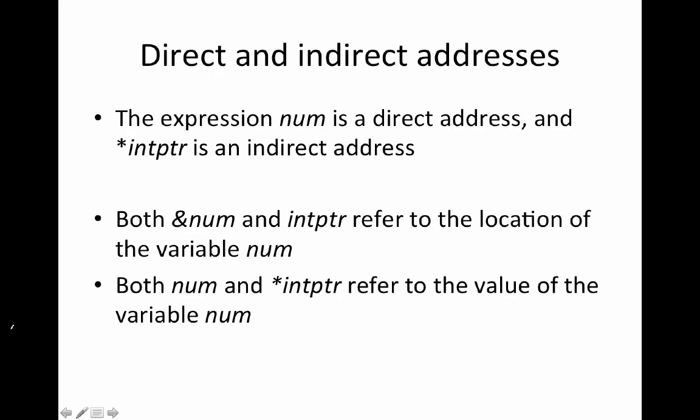So some terminology here. The expression num is a direct address and star int pointer is an indirect address. So we have two ways of referring to the location. We have ampersand num, the address of num, and int pointer. Those are both ways of referring to the location of the variable num. And then both num and star int pointer are ways of referring to the value that's stored there. So the value of the variable num.